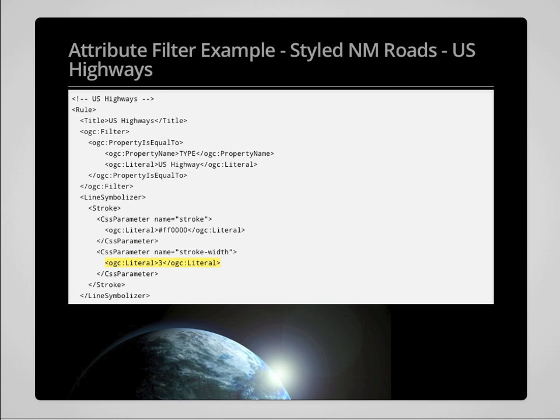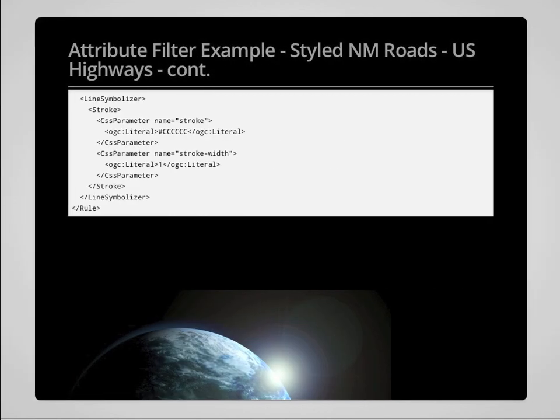But we're not quite done defining the rule for US highways. If we move to the next slide, we can see we have an additional line symbolizer, another definition of a stroke, where in this case, we're defining a stroke with a color of gray. That's what this color represents right here, with a stroke width of 1 pixel.